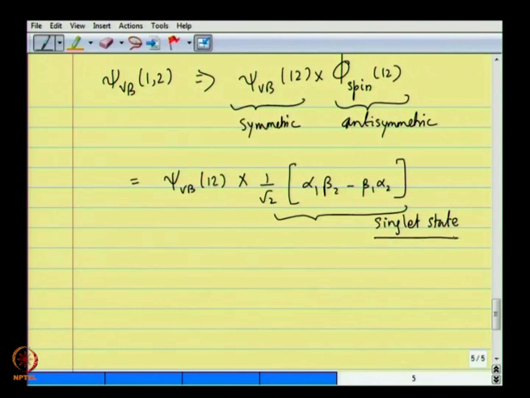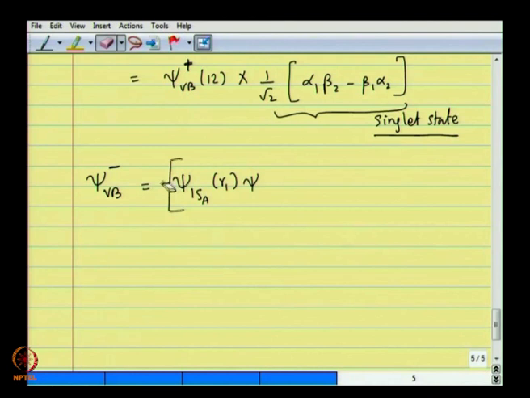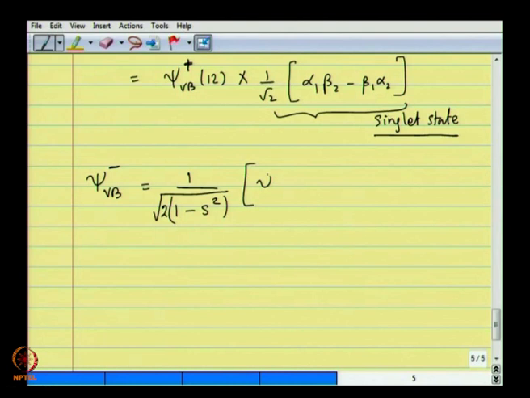On the other hand, if we take the linear combination of psi VB, let us call this plus, and if we take the linear combination minus, which we write psi 1s A of 1, we do not need the constants, I know what this constant is. It is easy to verify that it is 1 minus S squared into square root 2. You will get the combination psi 1s A of 1, psi 1s B of 2 minus psi 1s A of 2, psi 1s B of 1.